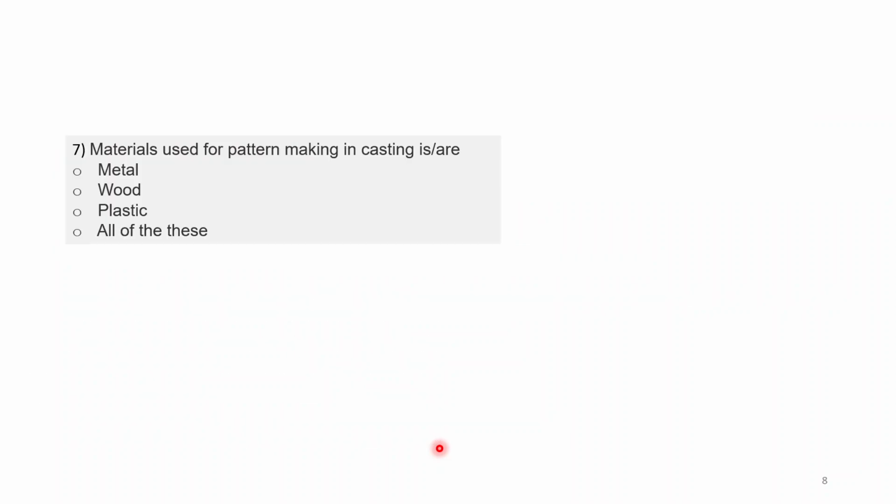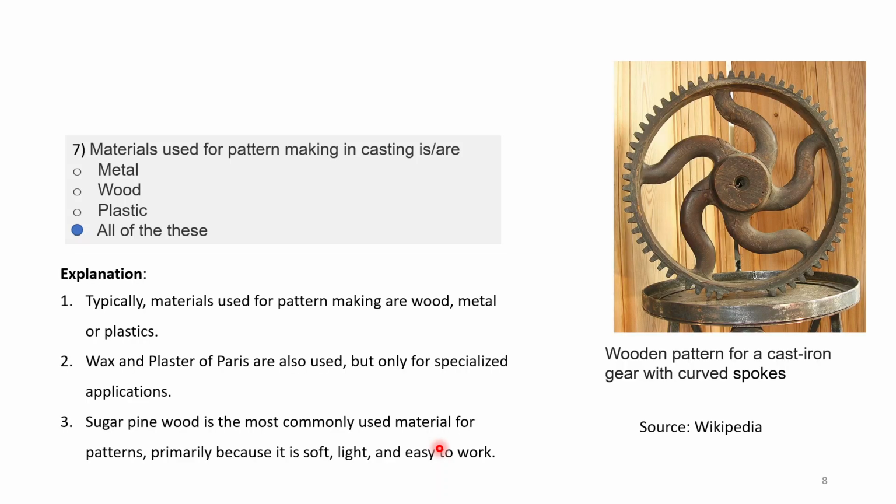Next question is, material used for pattern making in casting is or are. Your options are metal, wood, plastic, or all of these. The answer will be all of these. Patterns can be made of all these things, but wood is widely used because it is cheaper compared to metal, and plastic is cheaper even compared to metal. Wax and plaster of Paris are also used, but for specialized uses.